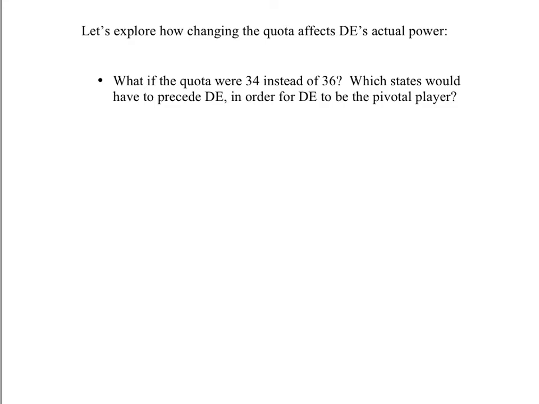So which states would have to precede Delaware in order for Delaware to be pivotal? The answer is that there is actually no way for Delaware to be pivotal here, right? Because if you had New York by itself, that would be just 29 votes. So New York followed by Delaware would not be a situation where Delaware was pivotal.